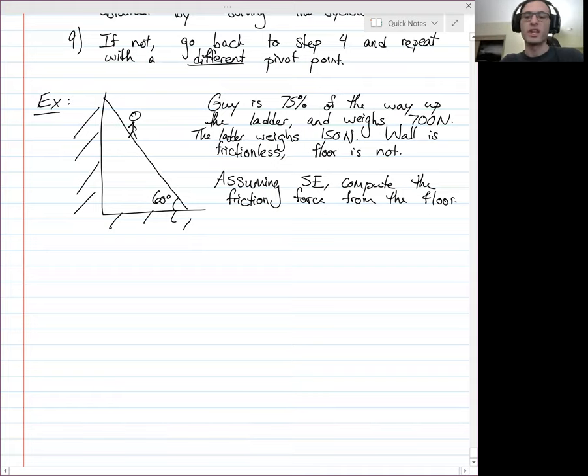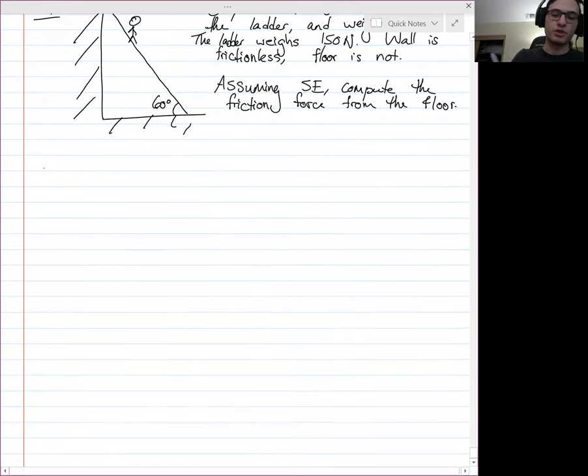So the idea here is that there will have to be a friction force in order to prevent rotation. So we're going to do that. So let's first try it with a bad pivot choice.